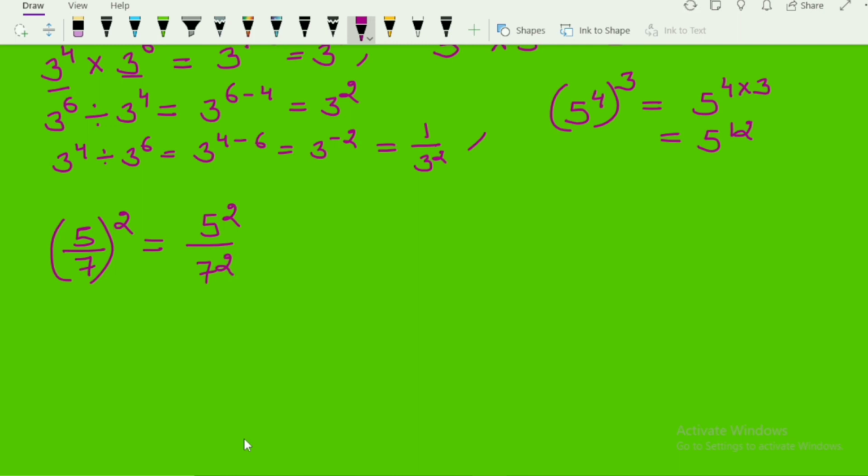Then next, 5 to the power m is equal to 5 to the power 7, where m is a variable here. Now you look carefully over here. If you find the bases are the same, then the powers must also be the same. If the bases are the same, both sides we have 5 and it is equal, so the power m will always be equal to 7.